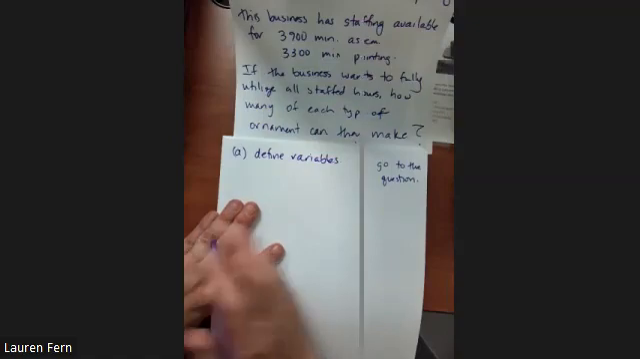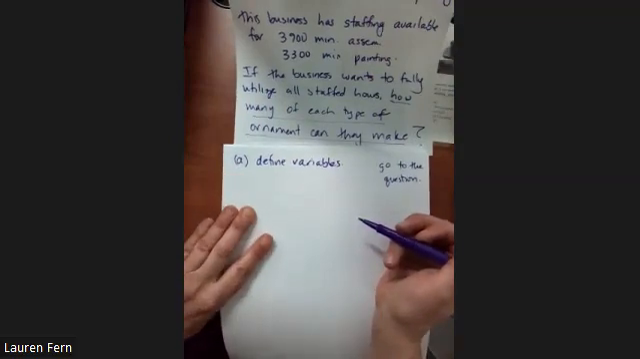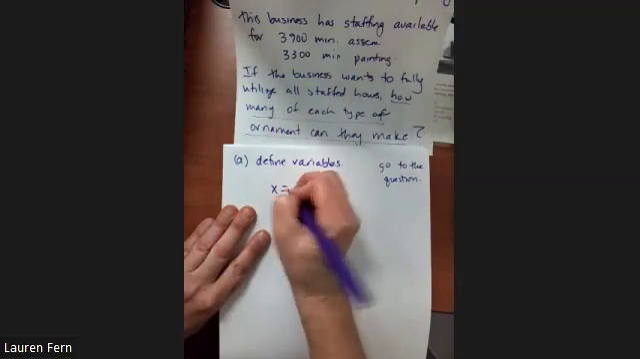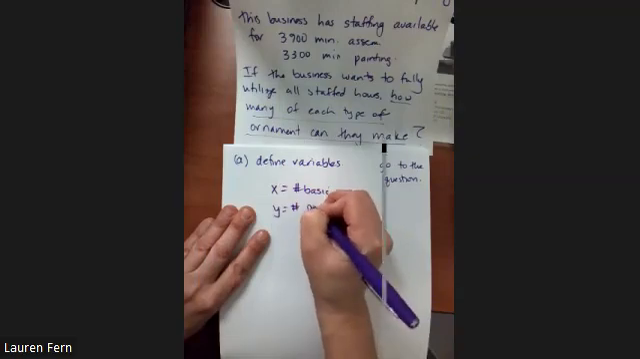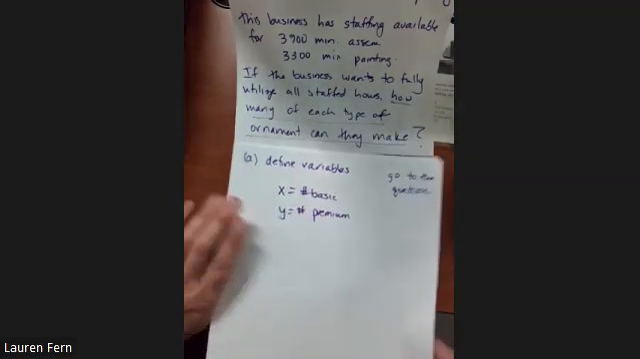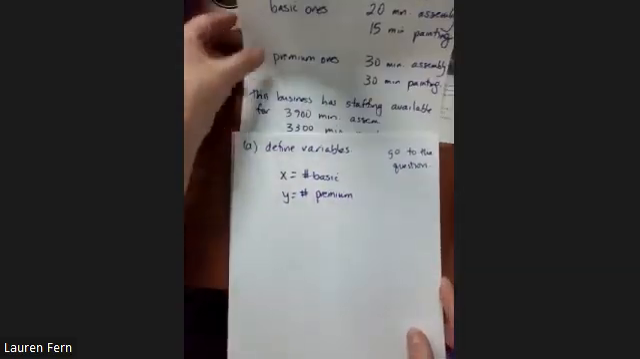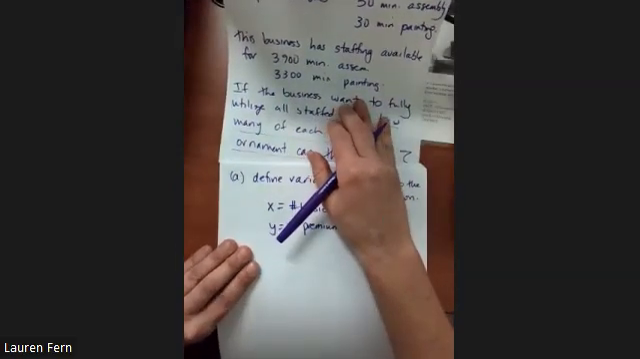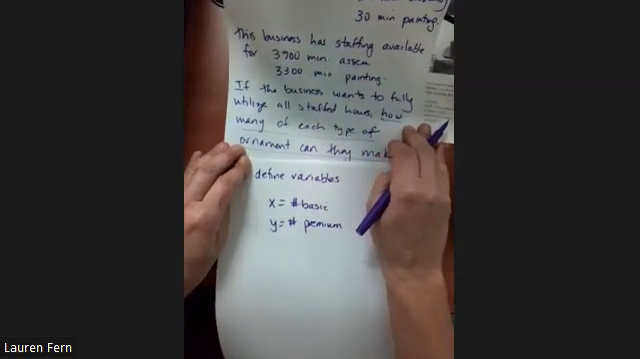Well, what are we looking for? Don't we want to know how many of each type of ornament they can make? Sure am. So I'll let X represent the number of basic ornaments, and I'll let Y represent the number of premium ornaments. Again, you can do B and P if you want to, doesn't matter. Are there any questions as to why I defined my variables that way? Notice again, it's stated explicitly in the question.